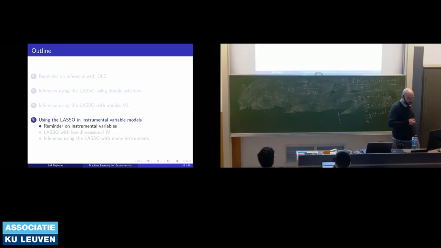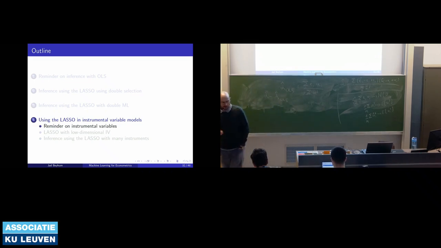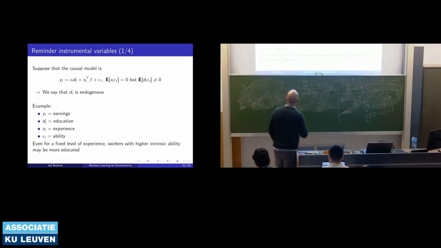So now we are going to move to instrumental variable models and see how to use lasso in that case. First I will give you a reminder or an introduction to instrumental variables, and then we will see how to adapt double selection and double lasso to this case. We will not be able to finish this today, but I will start a little bit.